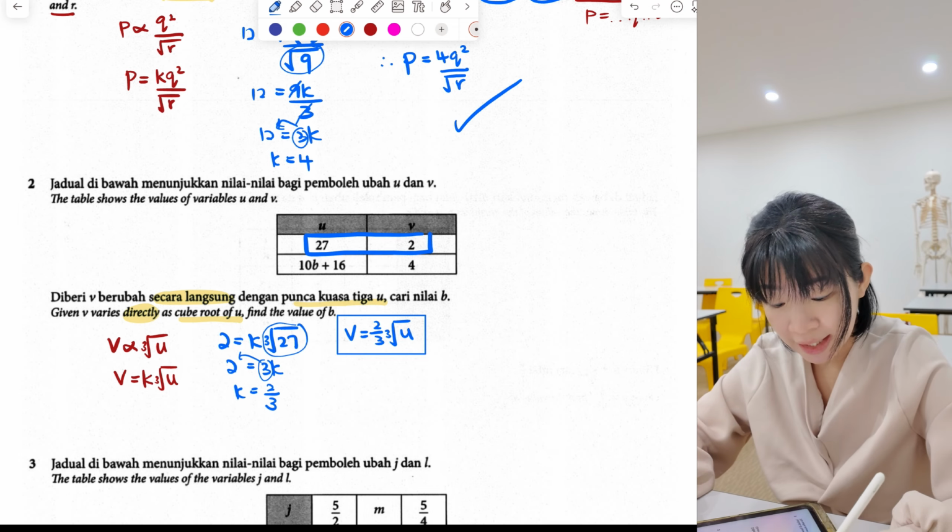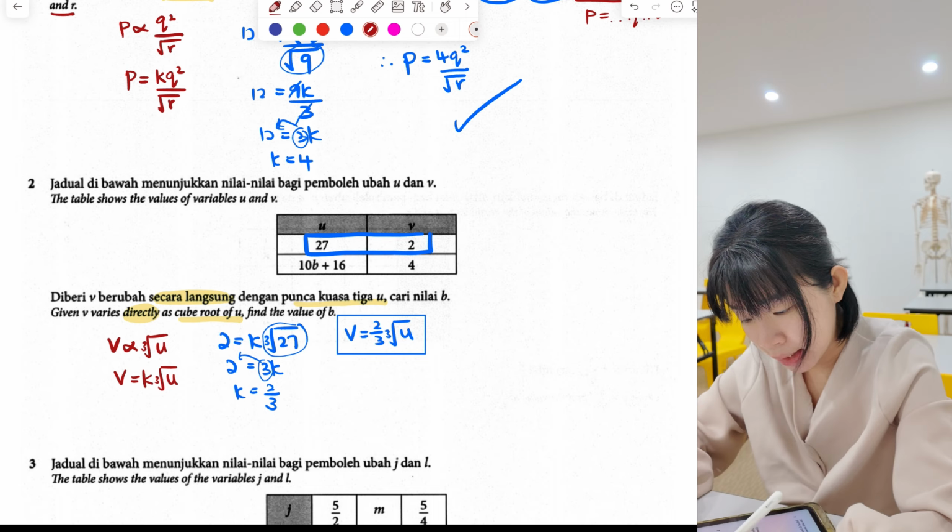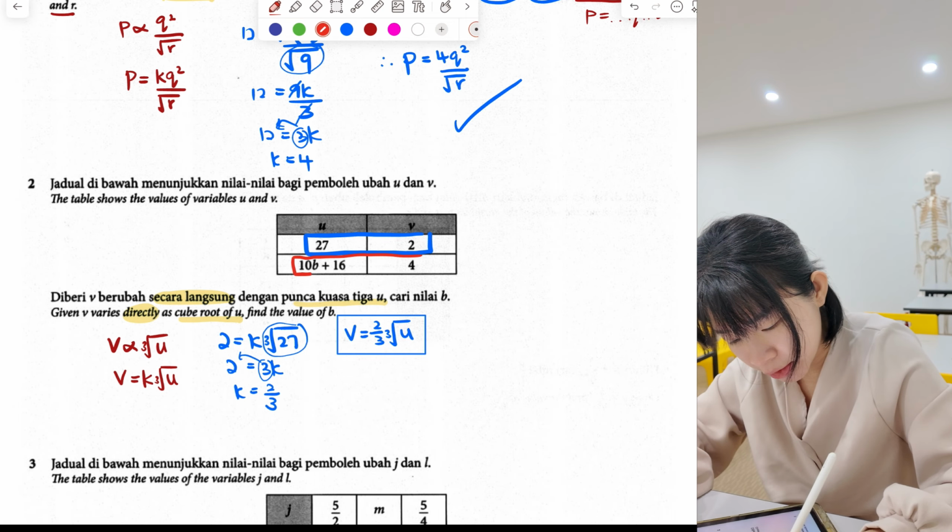So use this to find B now. The question asks us to find B. So we use the second set of information, this.